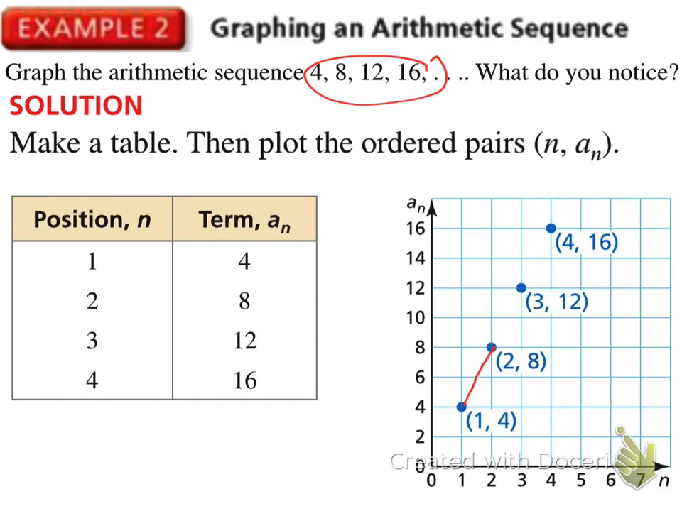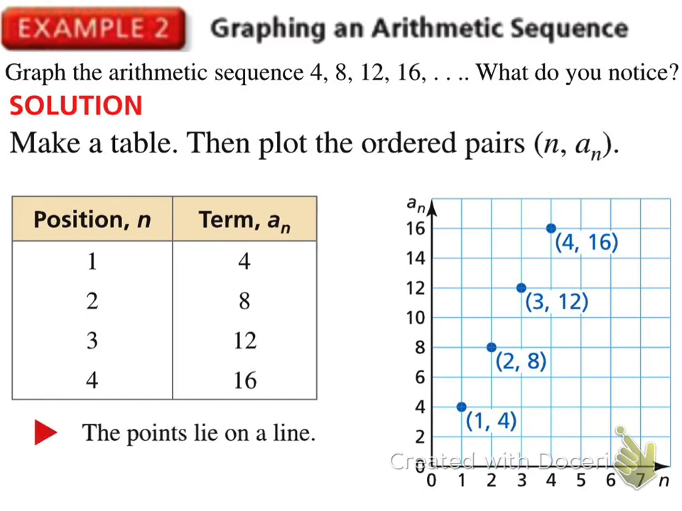Because I'm not going to necessarily do 1.5. That's not in the sequence. I don't want the 1.5 term. I only want the first term, the second term, the third term. We don't want the data in between. So it is discrete. Okay, so the points lay, and notice in an arithmetic sequence, what shape does it make? A line. So it should make a line shape.